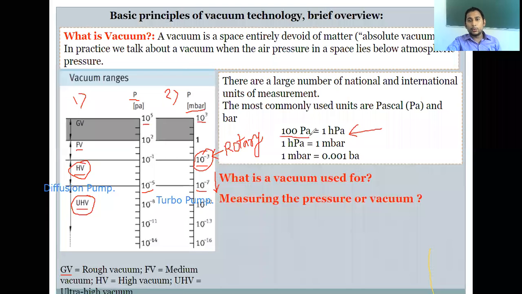If somebody asks what 100 Pascal is equal to in millibar, you have to convert in this order. 1 hectopascal is equal to 1 millibar, and 1 millibar is equal to 0.001 bar. These are the units to measure vacuum, or pressure.